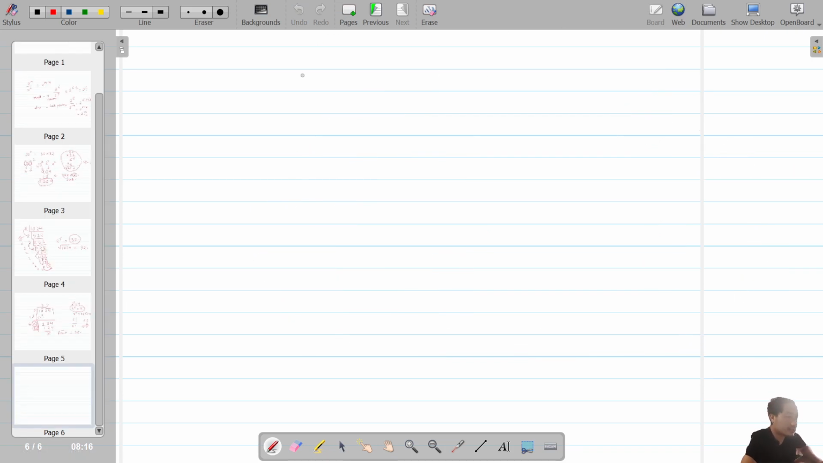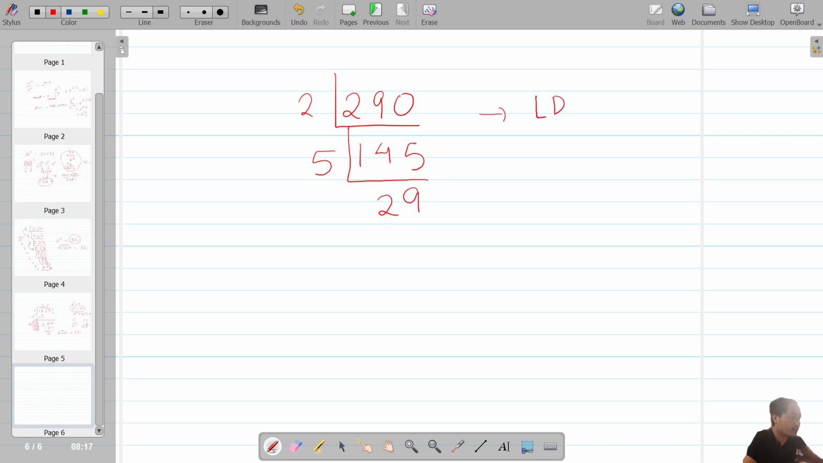So for instance, if we get a number like 290, what do you do? Now I can use 2 1s are 2, 2 4s are 8, 2 5s are 10, 5 2s are 10, 5 9s are 45. So in this case, you will not be able to find any common pairs. You will not be able to put anything. So you will have to use the long division method.